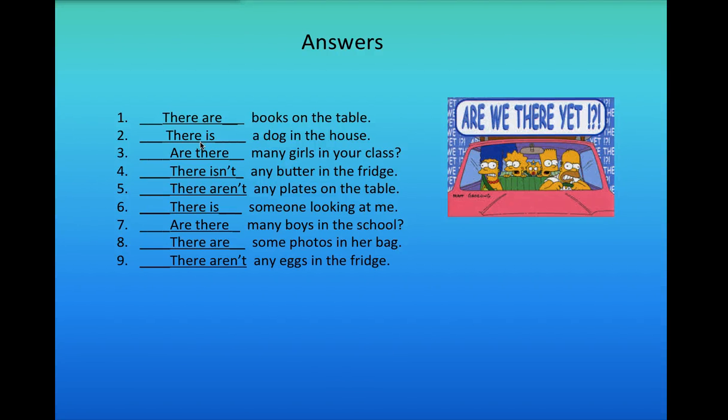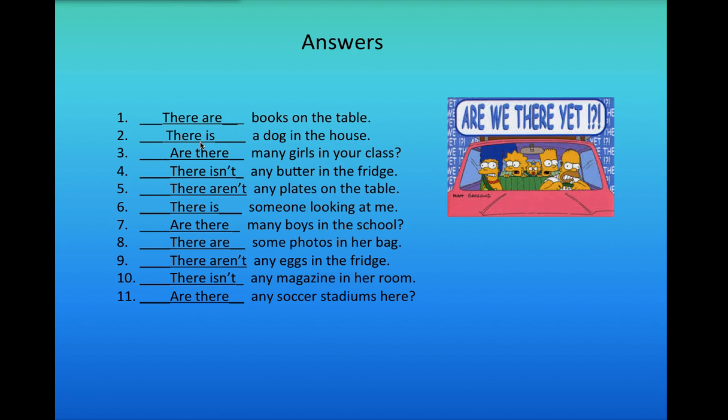There aren't any eggs in the fridge. Why is this a negative sentence? Because we had the word any. So since the sentence has any eggs in the fridge, we're going to say there aren't. There isn't any magazine in her room. Again, we have the word any, so it's a negative sentence. We'll say isn't. Magazine is singular.